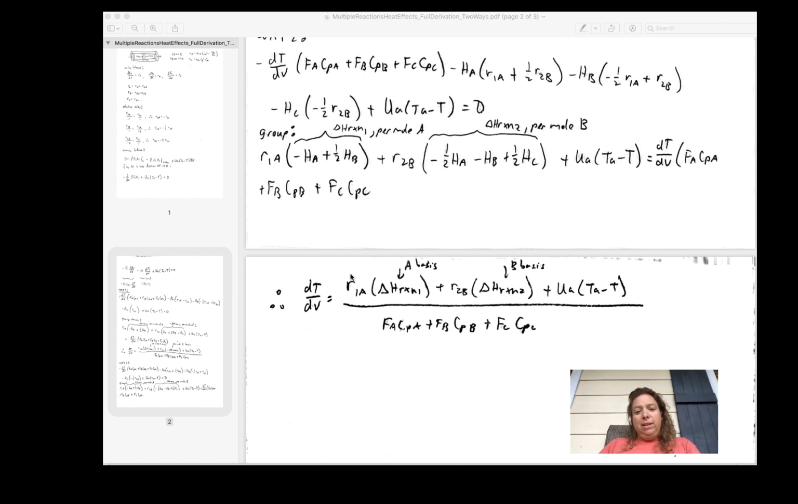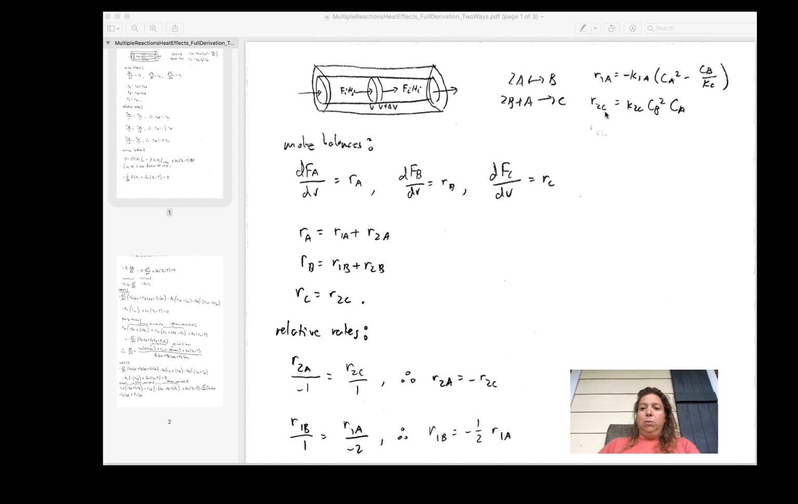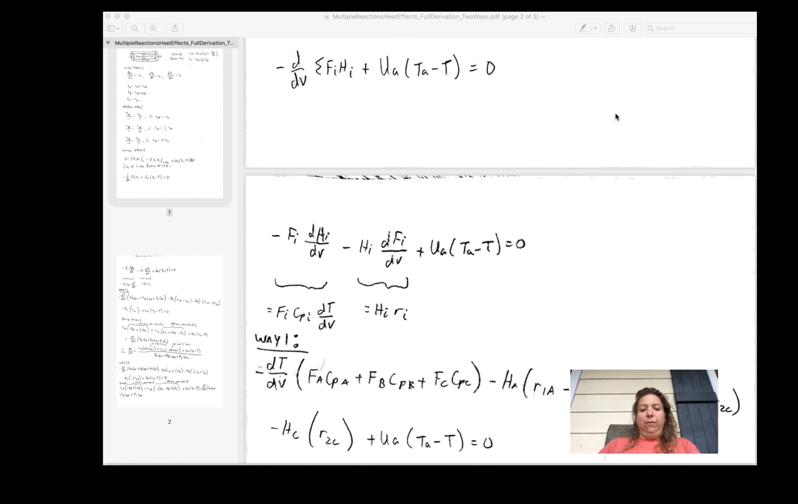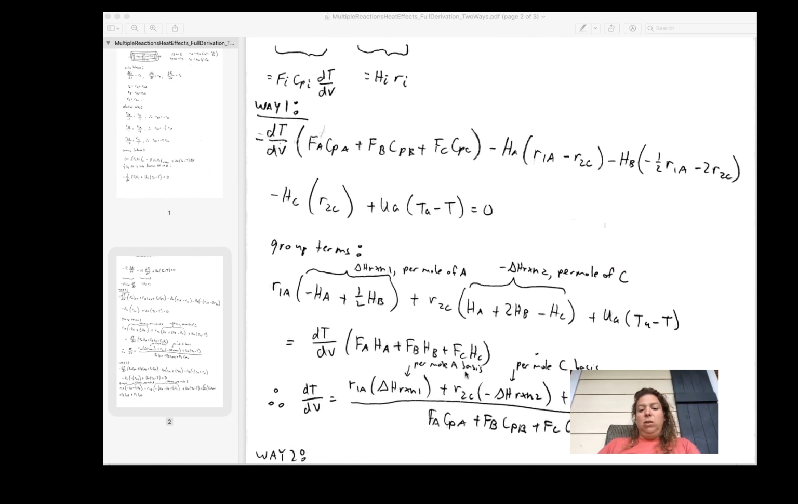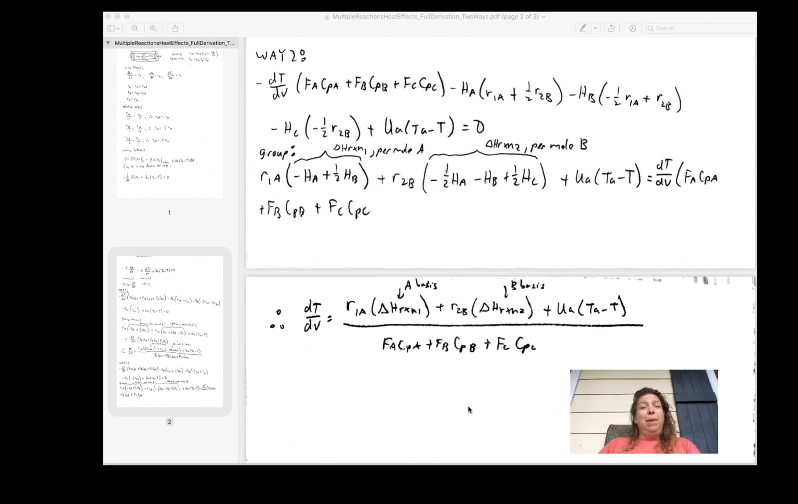If you use reactant species, then you want the sign on the rate and the sign on the heat of reaction term to be the same. That means that in cases such as this one, where you're given a rate in terms of a product species, you would have to use relative rates to convert, to get a rate expression here, or to at least get the values that you would insert in there. Either way you do it is fine. It's all a matter of accounting.